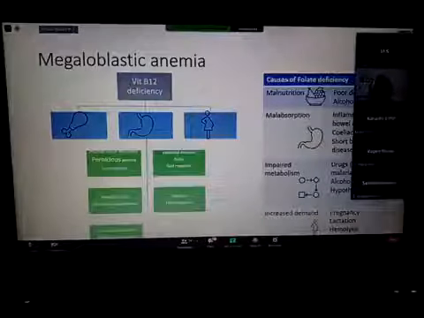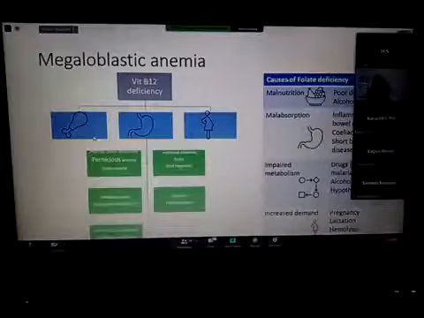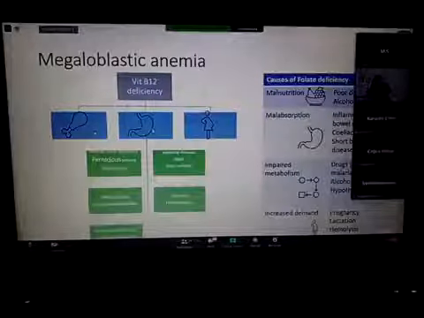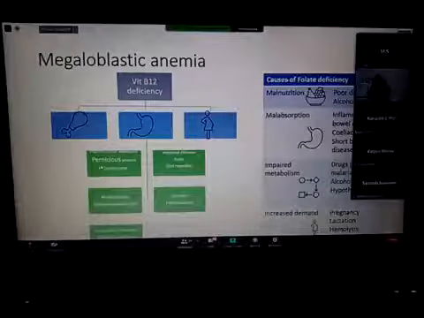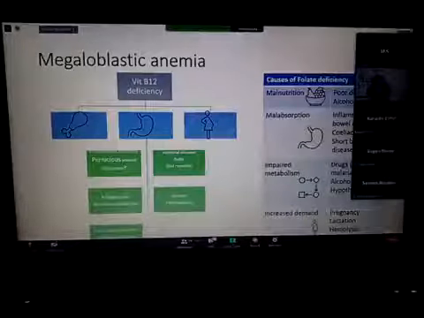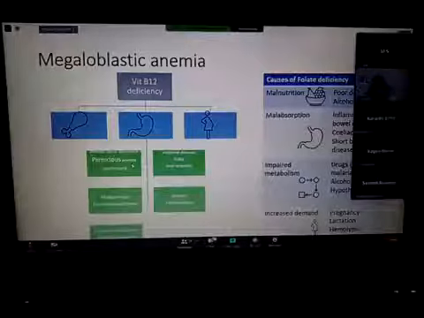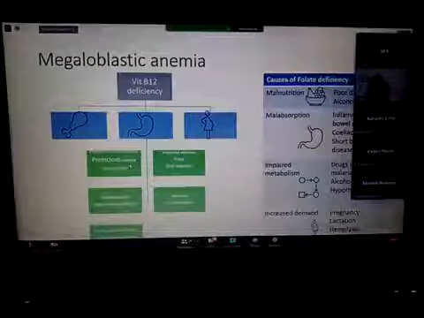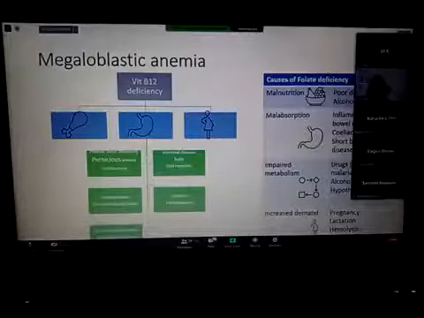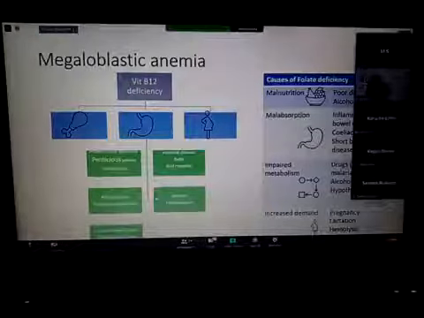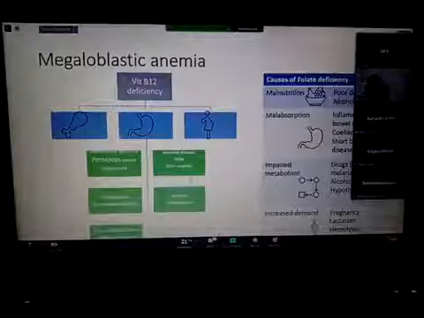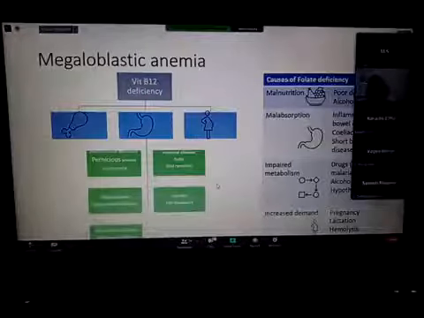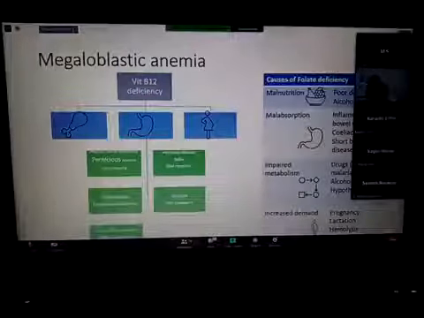So vitamin B12 deficiency happens because of the lack of the food, malnutrition, malabsorption, increased requirement as in pregnancy. The commonest cause of malabsorption is pernicious anemia, where the intrinsic factor is not produced because of autoimmune infection. You can also see various other causes of malabsorption because they are related to the absorption of vitamin B12.